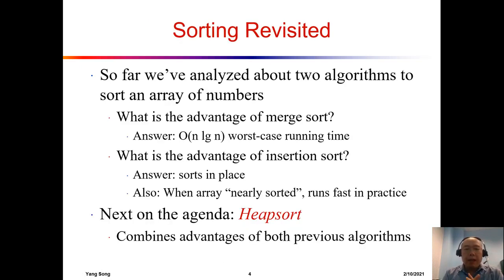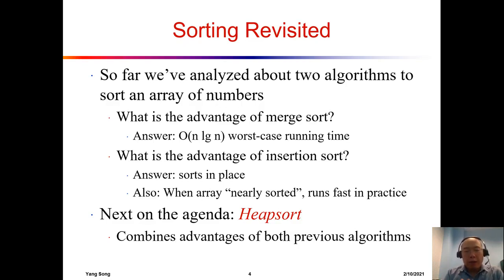Okay, after that we talk about the sorting algorithms we have discussed so far. In our formal lecture we discussed two sorting algorithms: merge sort and insertion sort. For merge sort, the good news is the worst case running time is O(n log n), so this is faster compared with insertion sort, whose worst case is O(n squared).